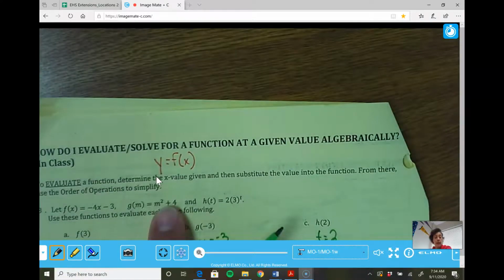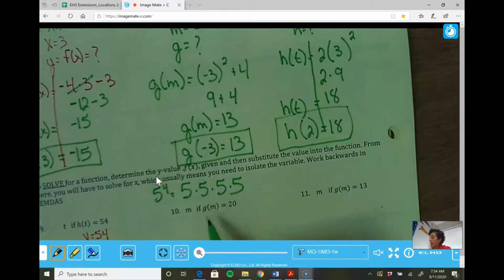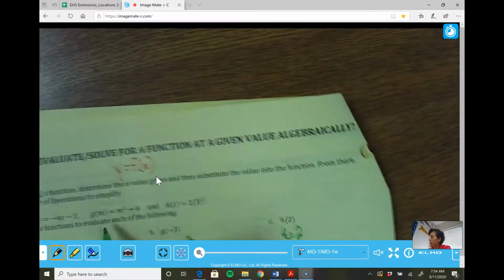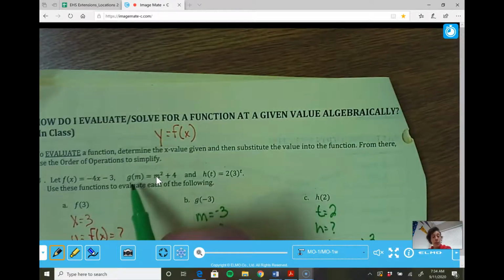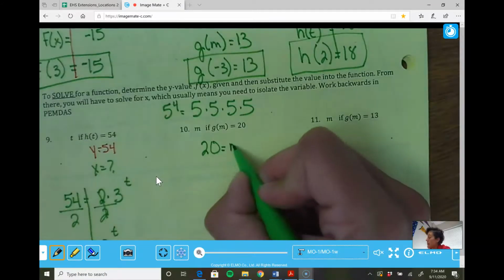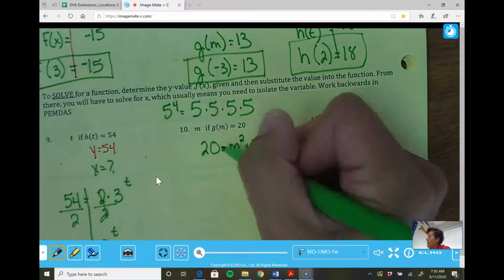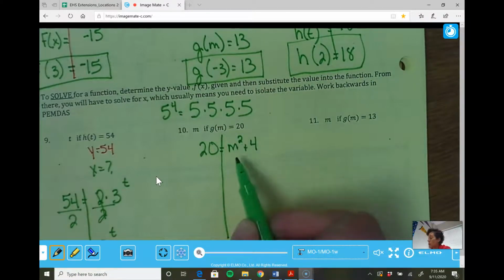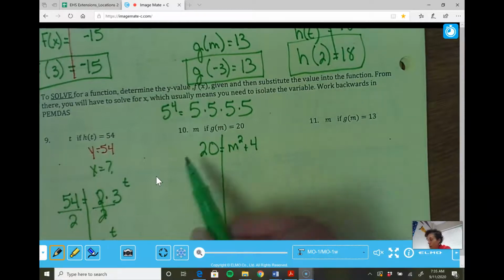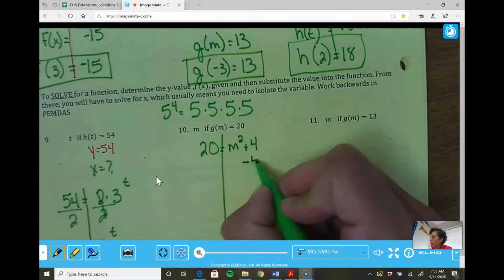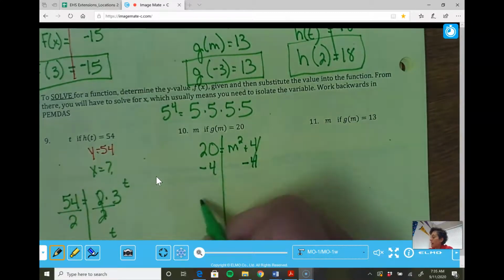So I'm going to go to this function. Again, I'm telling you that g of m is 20. So I'm going to go up here to where g of m is and put the 20 in. So it's going to be 20 equals m squared plus 4. Draw my wall, and let's talk about the prep work. No parentheses to distribute, no combining of like terms, no getting the variable on one side. We just got to get m alone. So first you move your addition or subtraction, and that's 16 here, and m squared here.